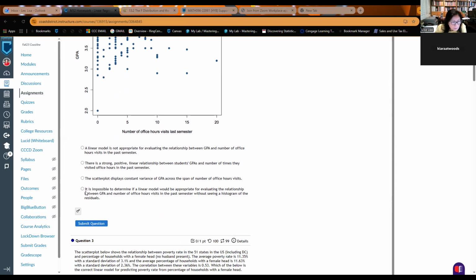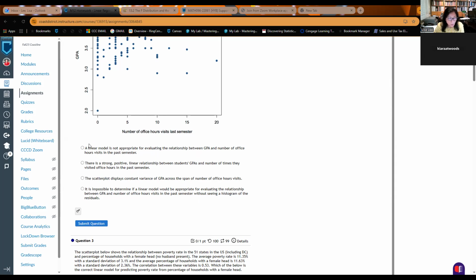So the last one: it is impossible to determine if a linear model would be appropriate for evaluating the relation between GPA and office hour. That depends on seeing a histogram of the residuals, which we don't have. But the linear model, for sure, is not appropriate for evaluating the relationship between the GPA and the number of office hours.